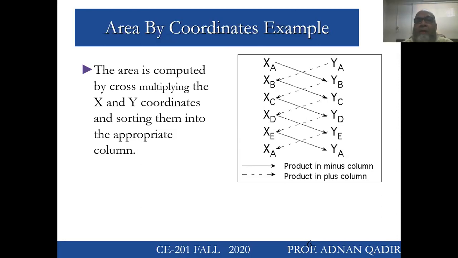Now, what you do is we cross multiply the coordinates. For instance, xa is multiplied by yb, xb by yc, xc by yd, xd by ye, xe by ya. This we can call the plus coordinates. We will also use the other way around, in which y comes first and x comes second. So this can be ya xb, yb xc, yc xd, yd xe, and ye xa.